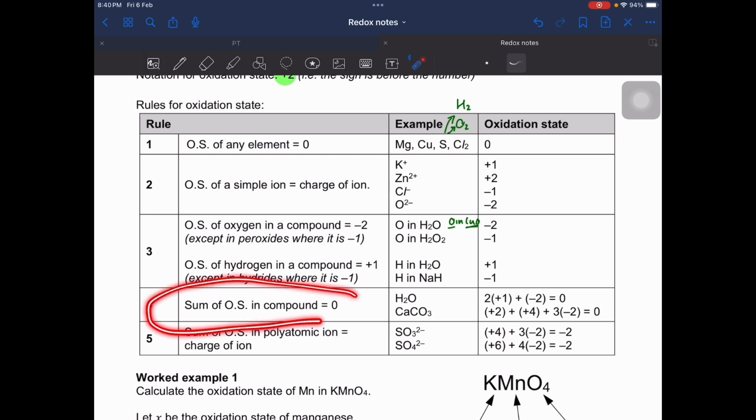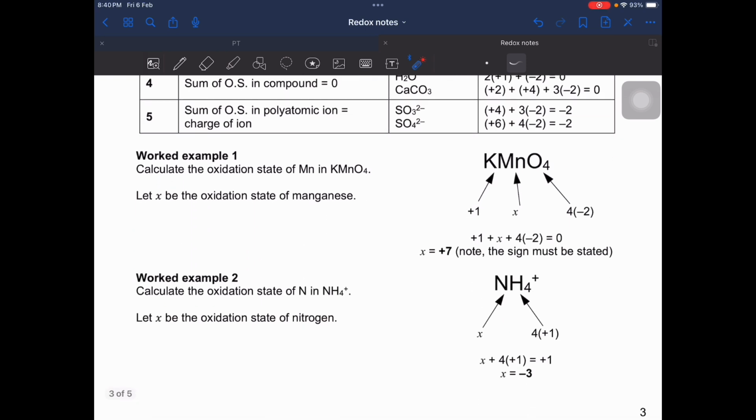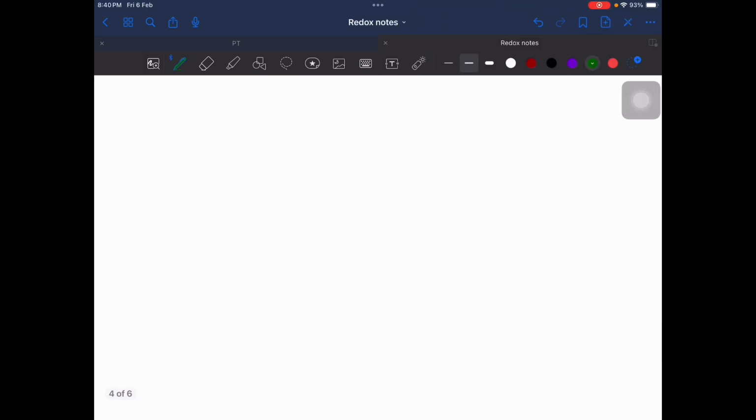In general, if the compound has no charge, all these oxidation states will add up to give you 0, but if there's a charge, the oxidation states will add up to give you the charge of the ion. Okay, now this sounds very confusing, so let's take a look and apply this whole concept together first. Okay, I won't use these examples here because these are quite complicated, so let me just use something that's more straightforward. First, let's start with water.